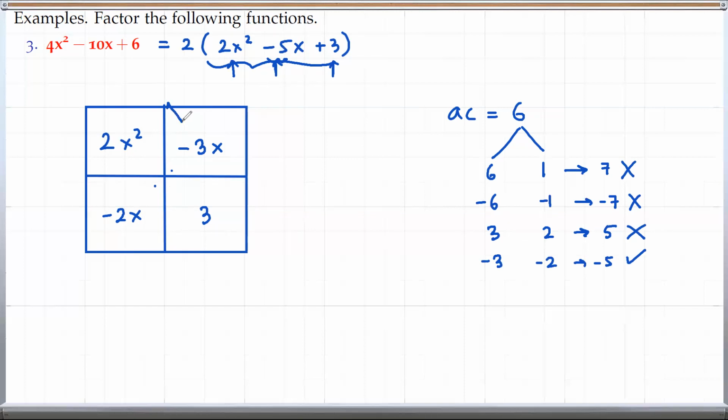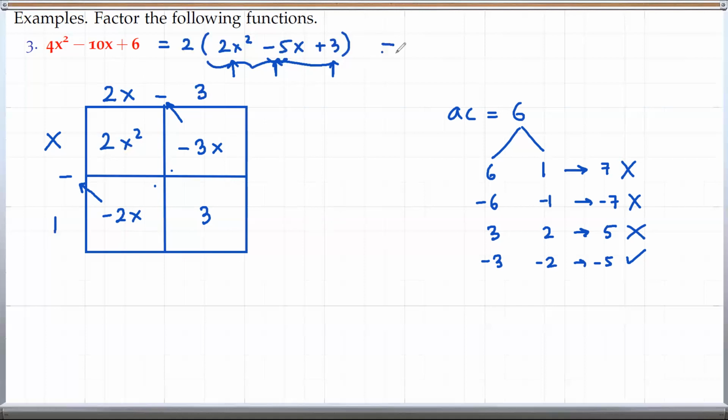Since this is negative, the sign here is minus, and since this is negative, the sign here is also minus. Now we don't have to worry about any sign. All we need to look at is the common factors in each column and row. In the first row, between x squared and 3x, the common factor is x. In the second row, between 2x and 3, there isn't anything common, so we just put 1. In the first column, between 2x squared and 2x, we have 2x common, and between 3x and 3, we have 3 common. So now we have the factors.